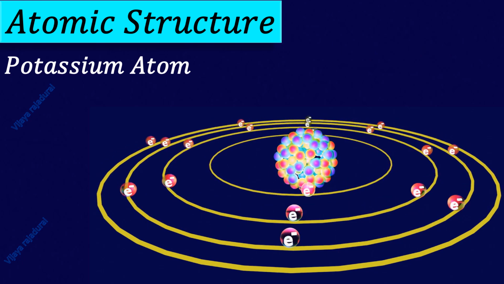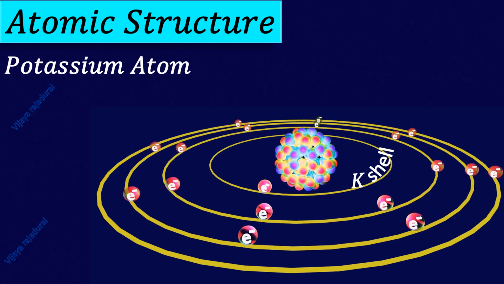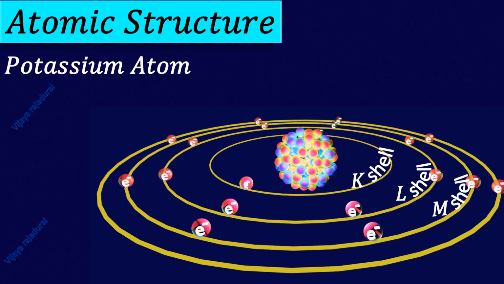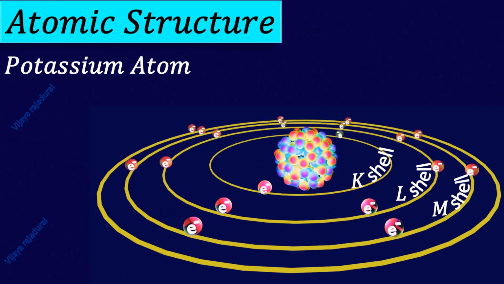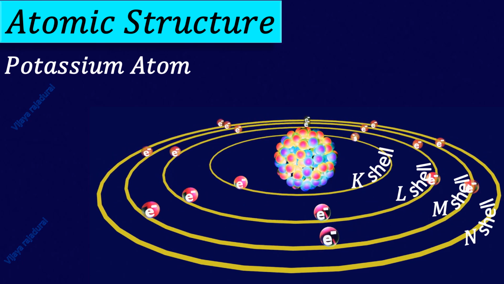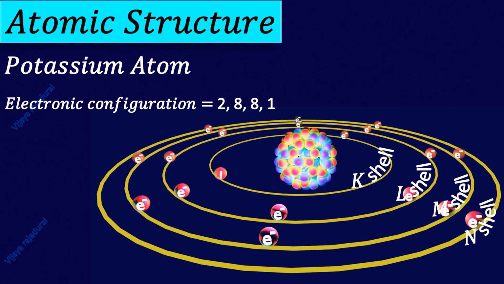Out of 19 electrons, the first 2 electrons are present in the K shell. The next 8 electrons are in the L shell. The next 8 electrons are present in the M shell. The rest of the 1 electron is present in the N shell.